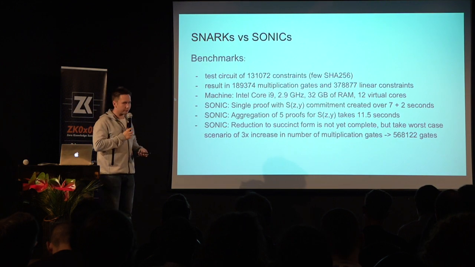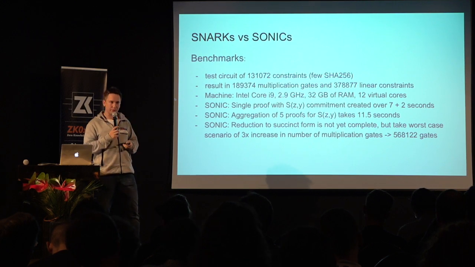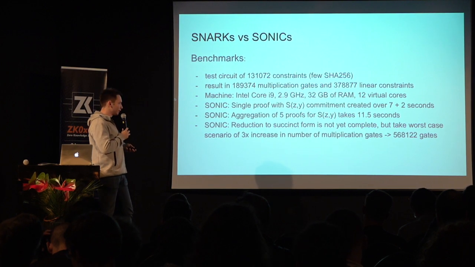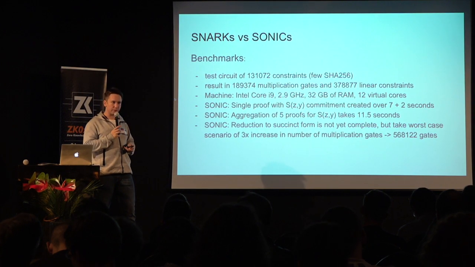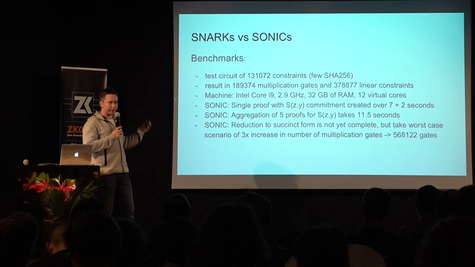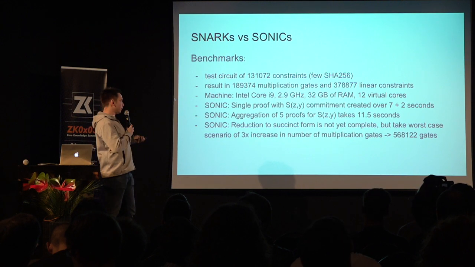So the reduction, just a plain implementation of the reduction procedure, even though we made good progress on how to actually implement it, it's not in the code yet. So let's take the worst assumption from the paper, which will increase the number of multiplication gates 3 times. We just scale all the previous results by 3, which is a good assumption actually.